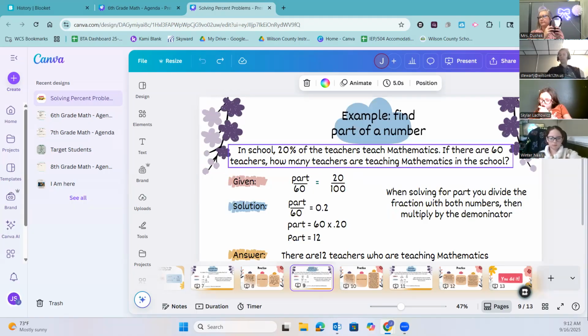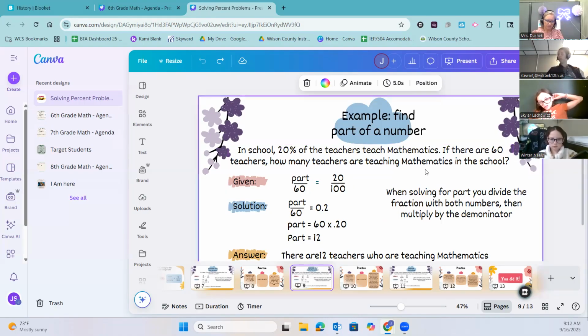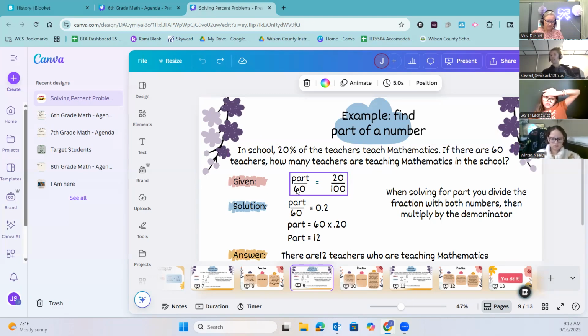All right. So let's look at this. In a school, 20% of the teachers teach mathematics. If there are 60 teachers, how many teachers are teaching math in the school? Okay. So you've got part and you've got your whole.